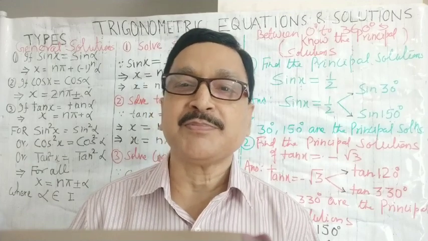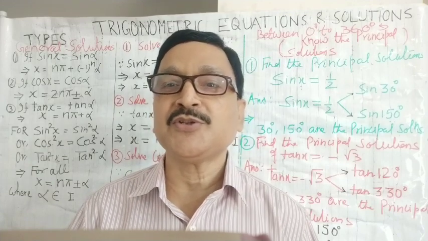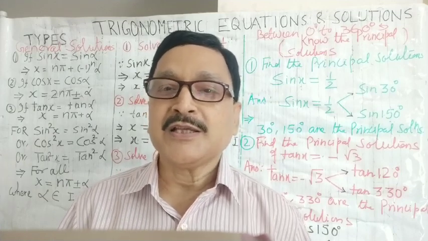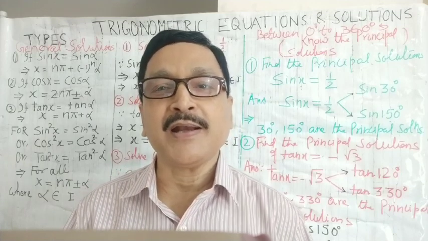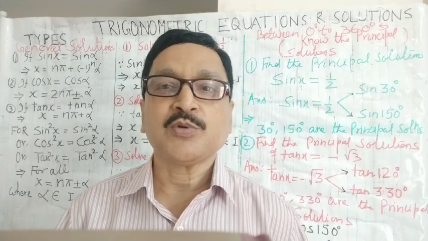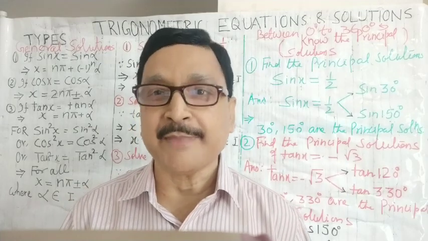This is the last chapter of trigonometry. The name is trigonometric equation and its solution. Like algebraic equations, we can also find the solution of trigonometric equations. So just see, there are three types.